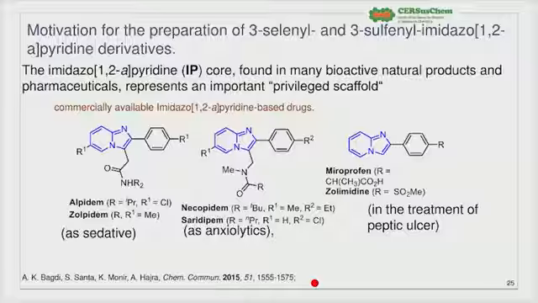Now, why were we motivated to go for this transformation? Because there are several commercially available drugs, many of them in Brazil also, which have an imidazopyridine core. For example, alpidem and zolimidine for sedative purposes. We have necopidem and saripidem for anxiolytic purposes, while there are also some for the treatment of peptic ulcers.